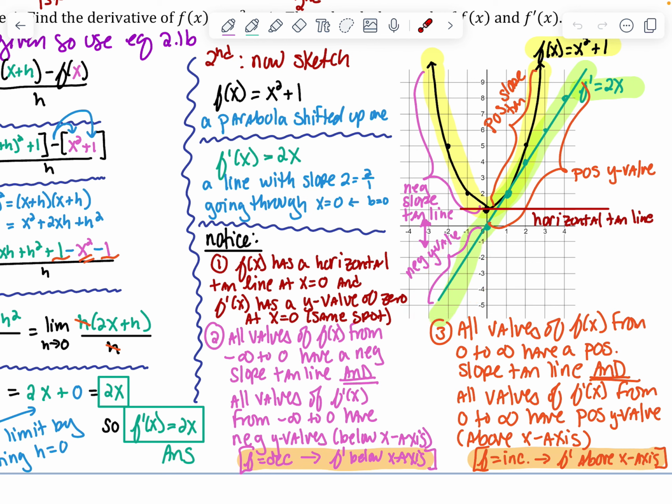And then we have the reverse. As my graph of the original function increases on the right side of the line x equals 0, you'll notice that I have all these positive tangent lines, so my derivative needs to be in the positive region where all the y values are positive for the graph. Hopefully that's clear. You'll see it in the next page in more detail.